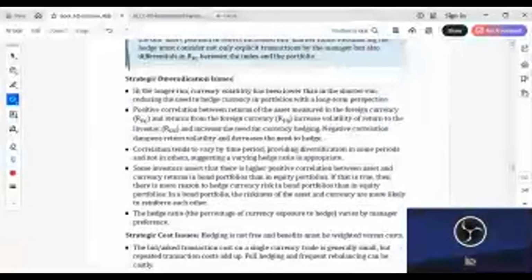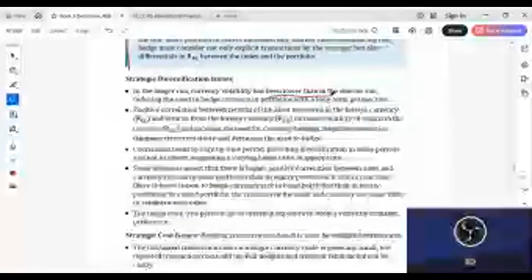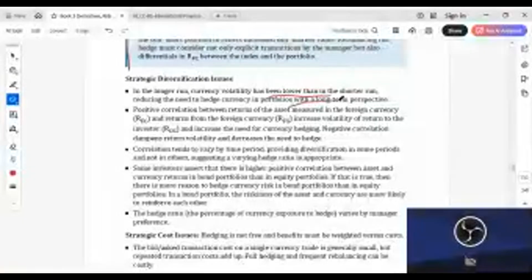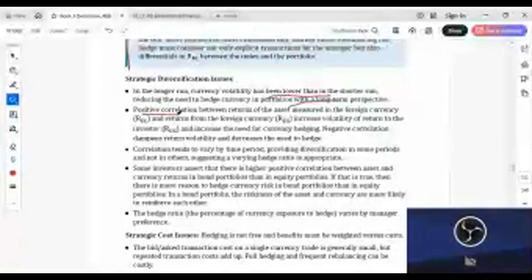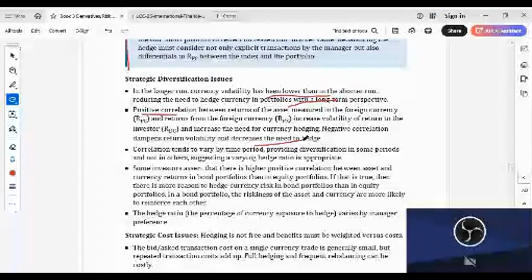Then strategic diversification issues. In the long run, currency volatility has been lower than in the shorter run, obviously. So if your portfolio has a long-term perspective, it reduces the need to hedge. Then this we know: positive correlation would increase volatility, negative correlation would decrease the volatility, and the need to hedge varies from time to time.